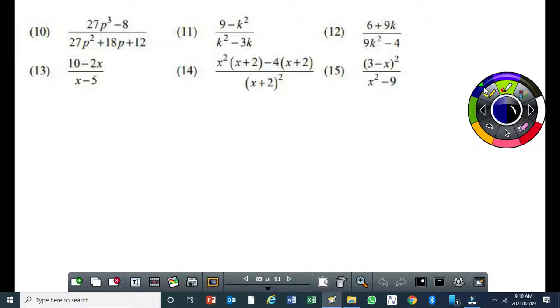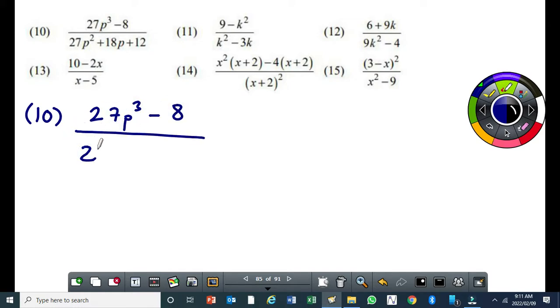I did simple ones. Okay, so today I'm going to start with number 10. Okay, number 10 is slightly more complex because it involves factorization of a difference of 2 cubes, that's the numerator. So you have 27p cubed minus 8 all over 27p squared plus 18p plus 12.